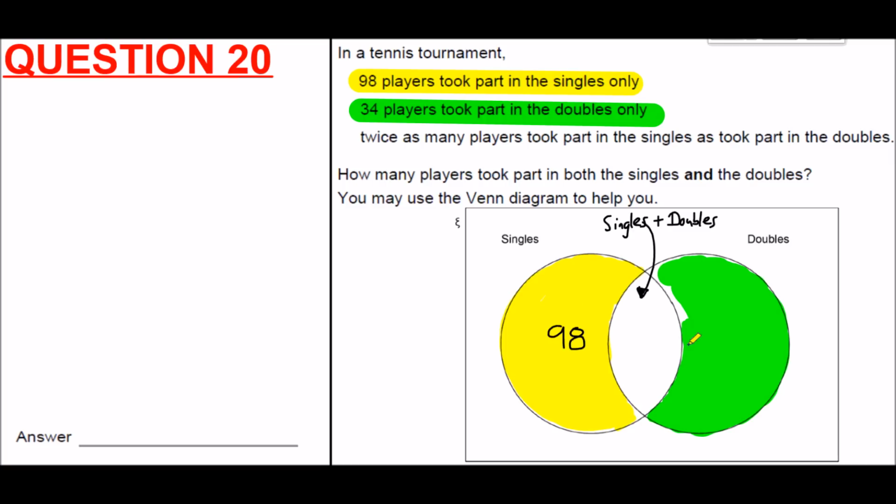So this, the green bit, is for the people playing doubles only. Of which there's 34 players. But the question's asking us, how many players took part in both the singles and the doubles? The singles and the doubles, as I've mentioned earlier, is going to be represented by this overlapping part of the circle.